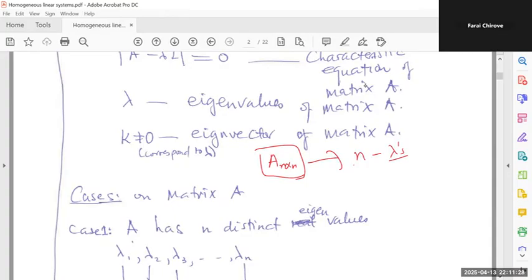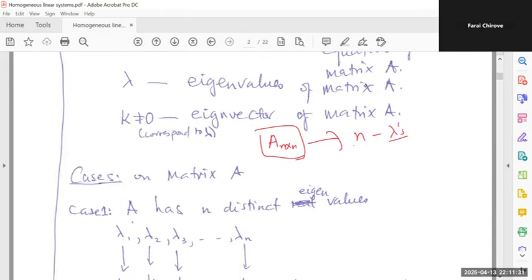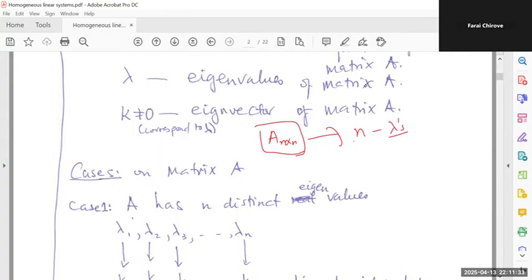Now, these lambdas could have different cases. The first two broad ones: lambdas could be real valued, they're real numbers, or lambdas could be complex valued, they are complex conjugates. So we are going to explore this. What happens when we have real valued eigenvalues? What happens when we have complex valued? We'll start exploring this part.